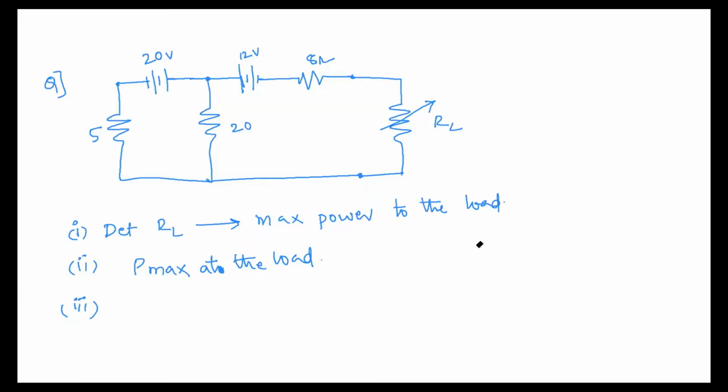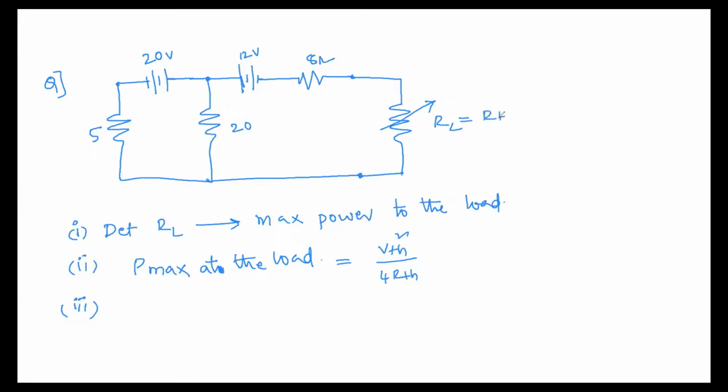Now first, what we have to do? Initially, in order to determine RL, it is easy. But finding P maximum is a little bit difficult, because we have to find V Thevenin also. So what is P max at the load? V Thevenin squared divided by 4 times R Thevenin is the P maximum. How do we get R Thevenin? Just remove the load resistance first.